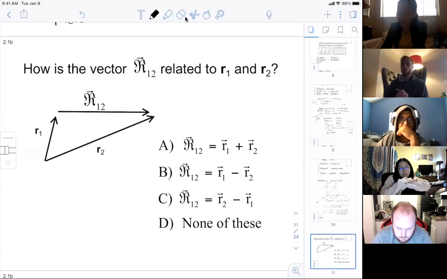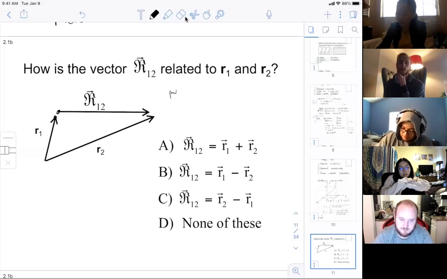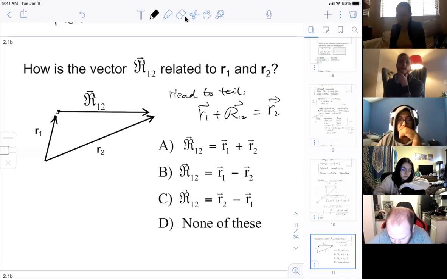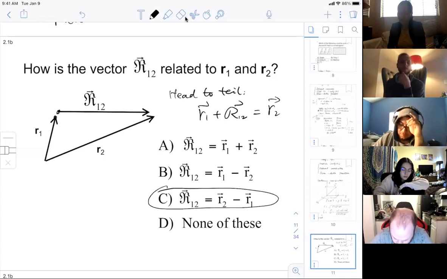So in this case, the head of R1 right here is connected to the tail of script R1,2. So I know from the head to tail method, these two are adding up. R1 plus R1,2 is going to give me the third one. That is the R2 right here. So you can see that if you simply rearrange it, you get C, which is the correct answer. Very good.